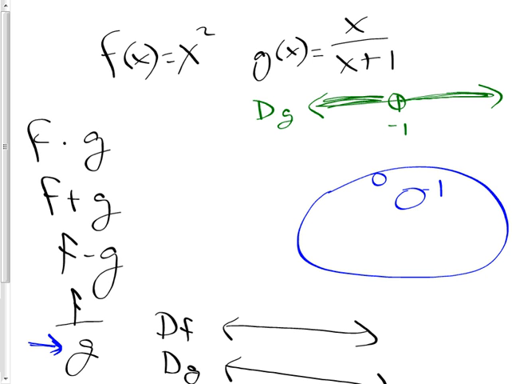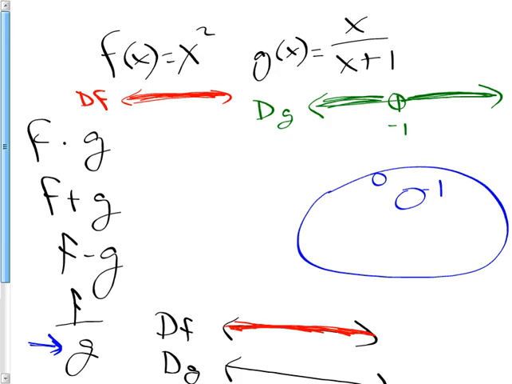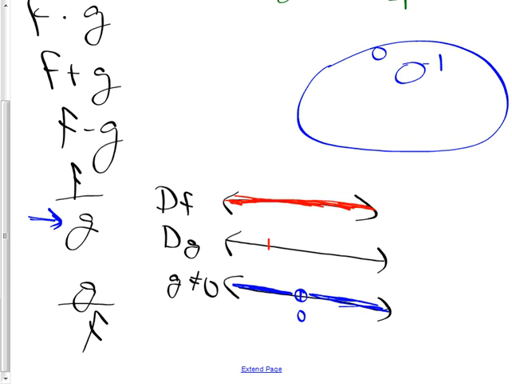There's the domain of G. And how about the domain of F? I'll do that in red. All reals. How do you make a number line for that? Like that. Number line that everything works. Okay, so I'm going to overlap those three. Domain of F was all reals. Domain of G was everything worked except -1. So here's a -1, and everything works except that.